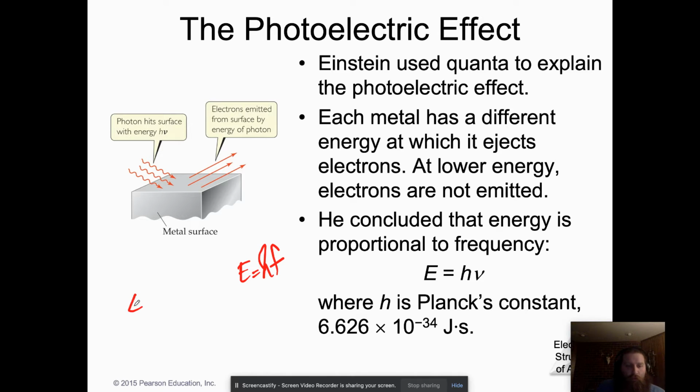Now, in the flame test lab that we did last year, you actually used a version of this. Let me write this a little cleaner. E equals hf, and f is, I believe, c over lambda. So that would be E equals hc divided by lambda.